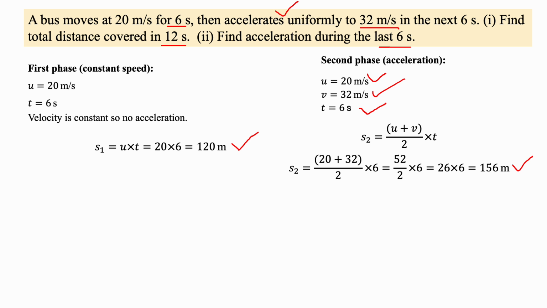So the total distance covered, this was in the first 6 seconds and this was in the 6 seconds following these. So total is 12 seconds. So the total distance is S1 plus S2, which is 120 plus 156, which is 276 meters.